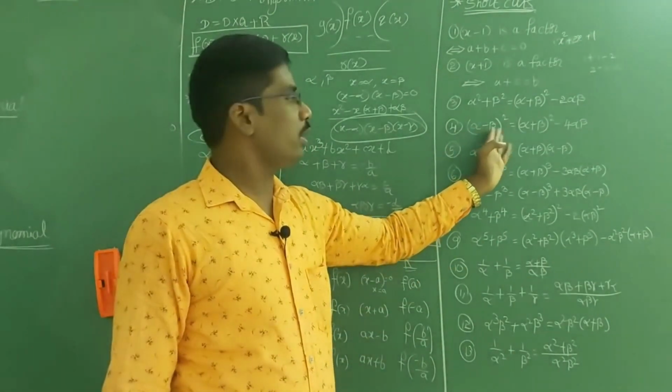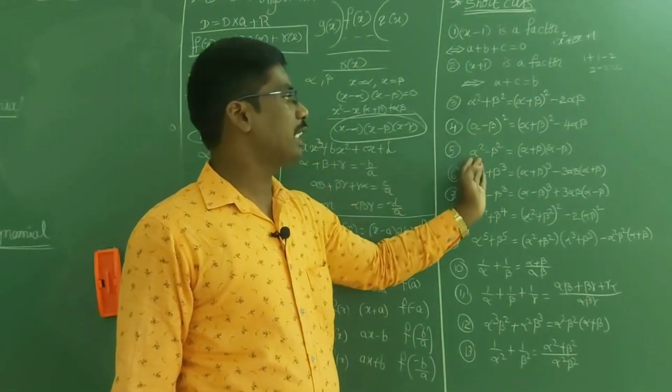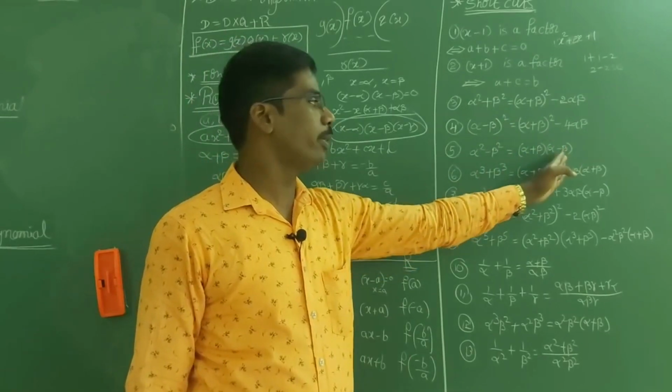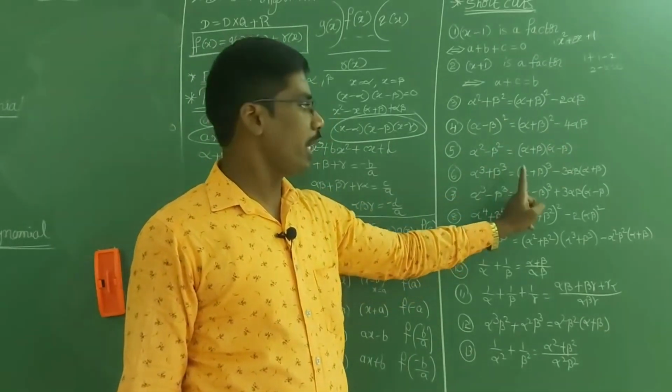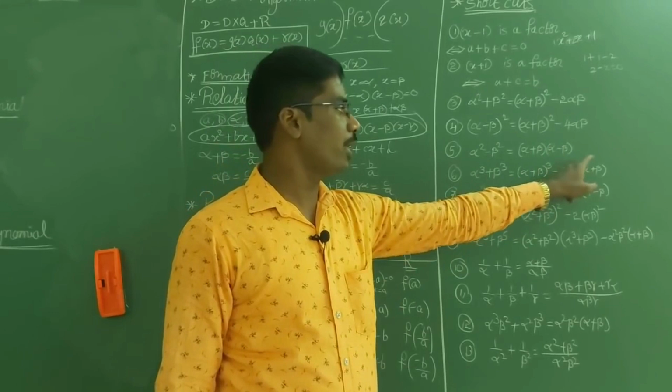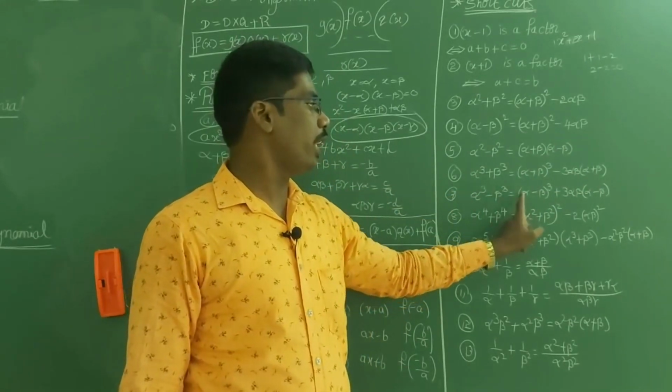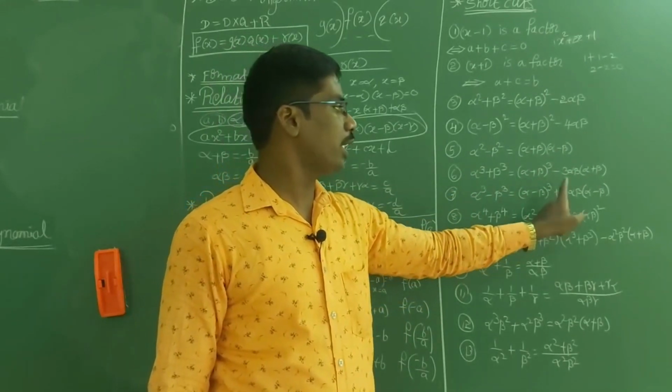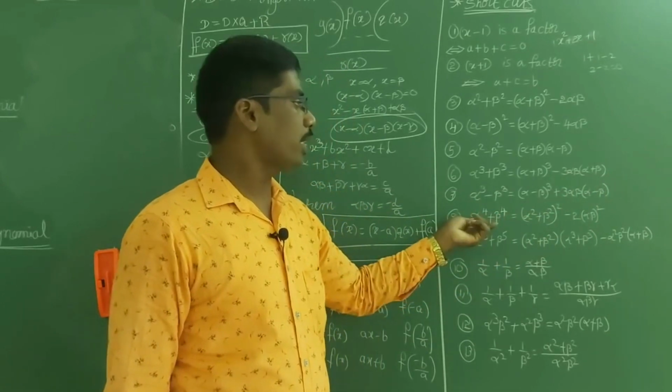(a − b)² = (a + b)² − 4ab. a² − b² = (a + b)(a − b). a³ + b³ = (a + b)³ − 3ab(a + b). a³ − b³ = (a − b)³ + 3ab(a − b). Like that I am giving.